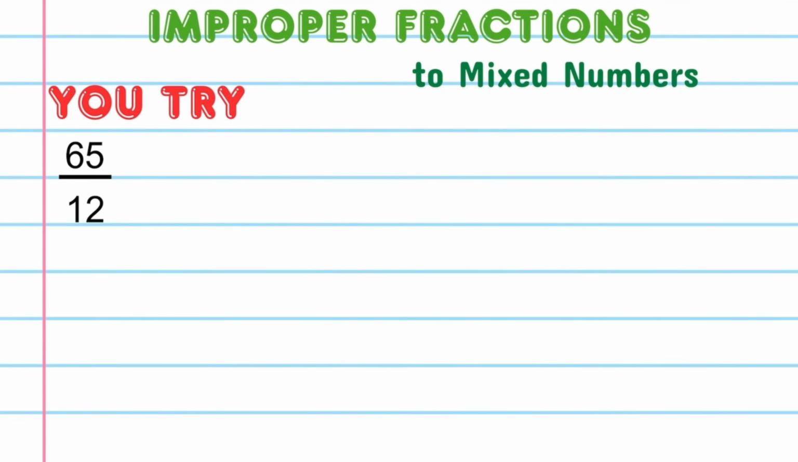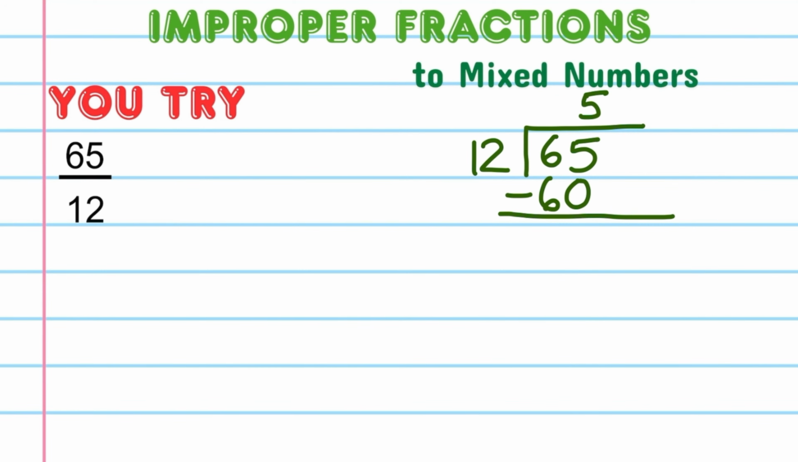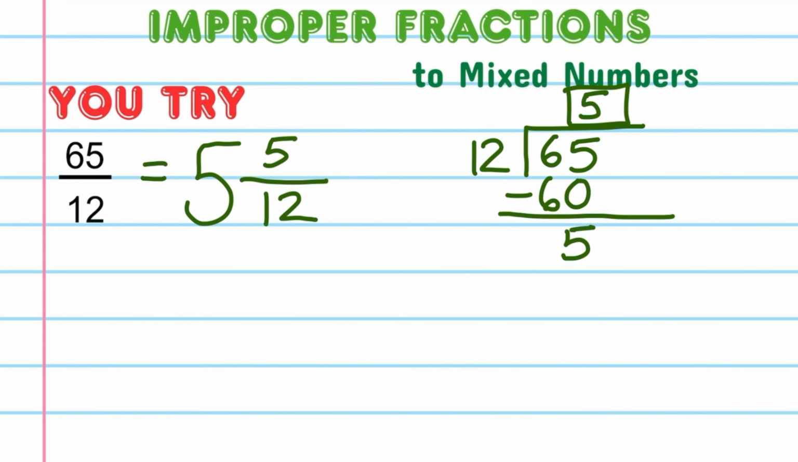All right, welcome back. Here we go. We got 65/12. So I'm going to take 12 and I'm going to divide that into 65. I know that 12 times 5 is 60. So I'm going to put a 5 at the top and subtract 65 minus 60. Well, 65 minus 60 gives me 5. Now I can form my answer. Well, I know that 12 goes into 65 5 whole times. So 5 is my whole number. 5 is also my numerator, and 12 is my denominator. So 65/12 converts to 5 5/12.